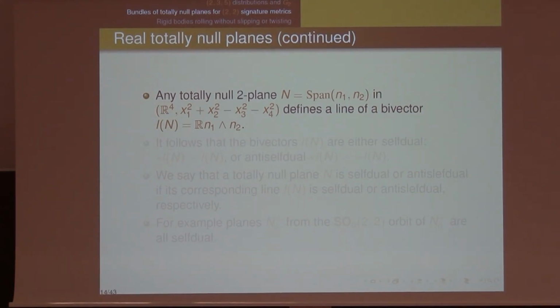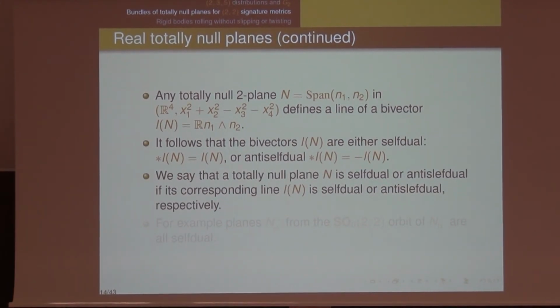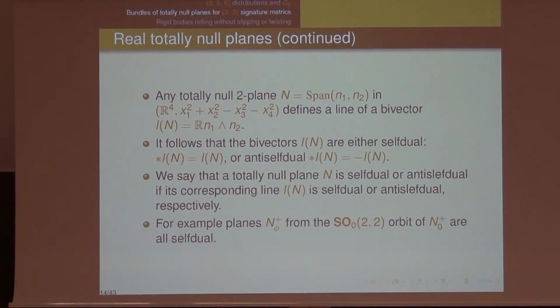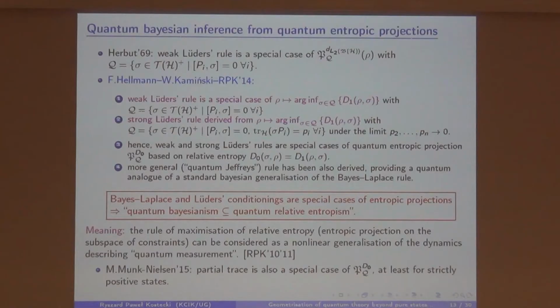So if you have totally null planes in dimension 4, they define a line of a bivector. And it turns out that if you start with a totally null plane, the line of its bivector is either self-dual or anti-self-dual. So we say that a totally null plane is self-dual or anti-self-dual depending on the self-duality of this bivector. For example, this entire orbit that I just described is an orbit of totally null planes which are self-dual. So if I start with another one, before I had 1, 0, 1, 0 here, and I had 0, 1, 0, plus 1, and now I take minus 1, it turns out that this plane is still totally null, but it's anti-self-dual, and now again, acting by the group, I will get an entire orbit of this totally null plane.